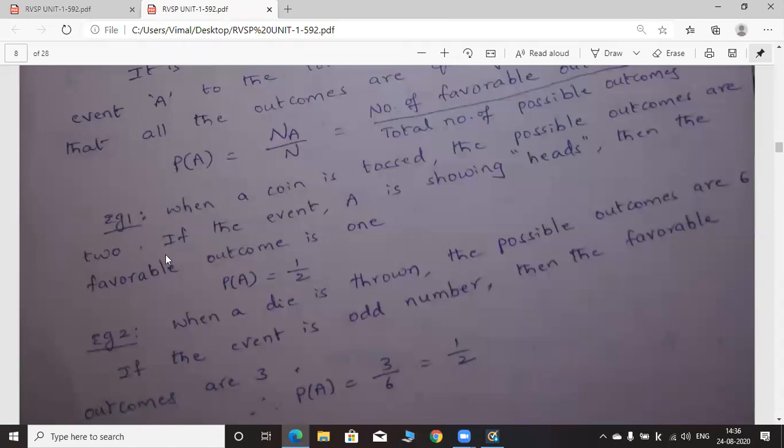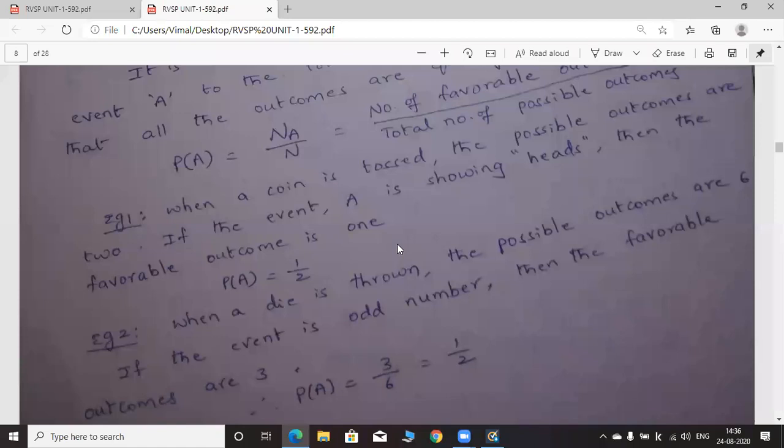You will get 1 by 2. Okay, so here in the first example, when a coin is tossed, the possible outcomes are 2 only. So the total number of possible outcomes are 2 for this experiment. If the event A is showing heads, then the favorable outcome is 1.